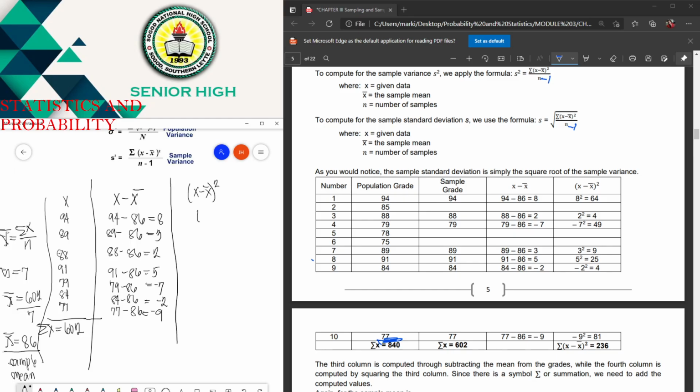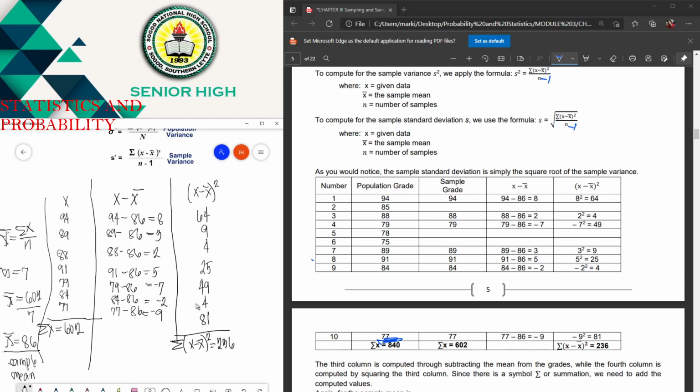So 8 times 8, that is 64, 9, 4, 25, 49. Remember, negative times negative is positive, tapos 81. Then total mo, bet, magtugma ba? 64 plus 9 plus 4 plus 25 plus 49 plus 4 plus 81, that is 236. Magtugma nga. So, summation of x minus x bar squared is equal to 236. Bakit ba di natin kinuha ng summation dito? Kasi hindi naman needed ng formula. So, hindi naman kinukuha. Okay?